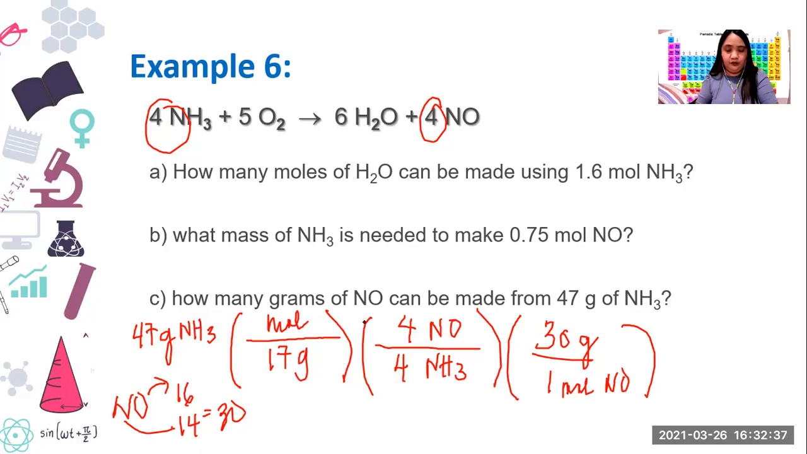So let's compute that. I don't have ready-made answers, so I'm just computing. 47 times 30 all over 17. So the answer is around 82.94. Okay, there you go. That's more like it, because 2.7 was too little.